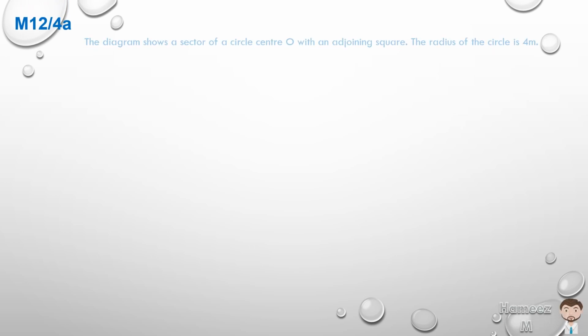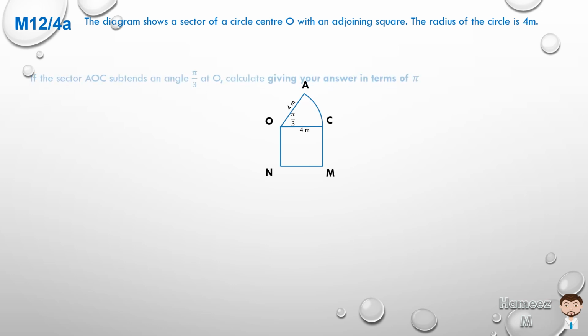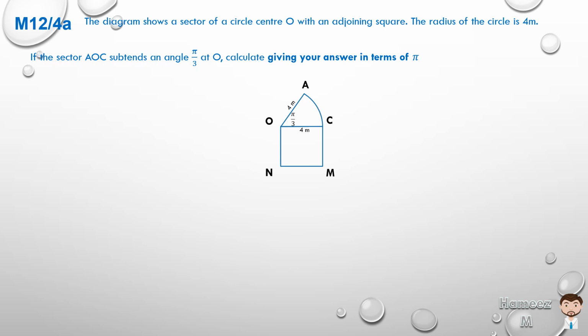May 2012, number 4A. The diagram shows a sector of a circle center O with an adjoining square. The radius of the circle is 4 meters, and we can see that as OC and also OA. If the sector AOC subtends an angle pi on 3 at O, and you can see that in the diagram as well, calculate, giving your answer in terms of pi. Part 1. The area of the shape OACMN, the entire shape.